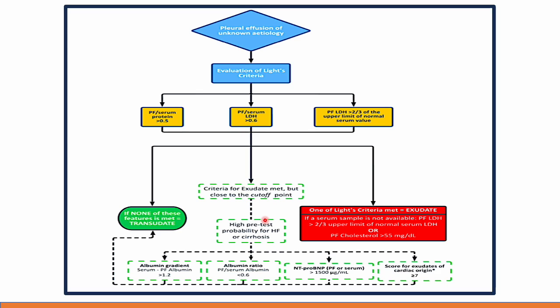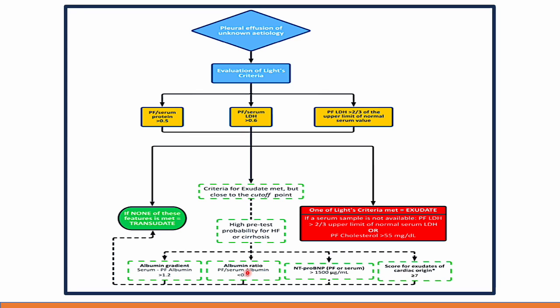You can use, firstly, the albumin gradient. If the serum to pleural fluid albumin gradient is more than 1.2, there is a high likelihood of this being a transudate secondary to cardiac effusion. If the pleural fluid to serum albumin gradient is less than 0.6, there's a high chance that this is a cirrhotic or hepatic hydrothorax related effusion in a patient with cirrhotic liver.